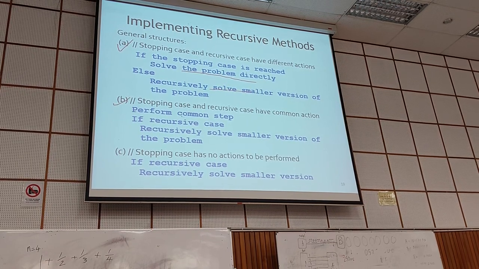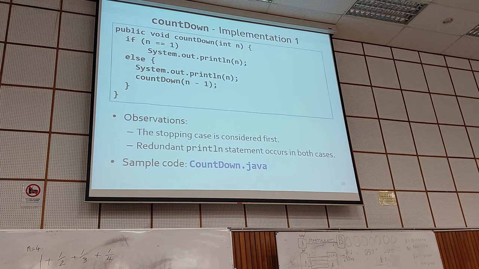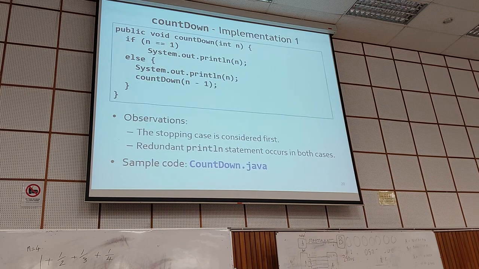Another way is to perform the common step, and if it is the recursive case, recursively solve the problem. And the last one is that the stopping case has no action to be performed, but if it is the recursive case, you recursively solve the problem. So these are some of the implementations. The first one: if the stopping case is reached, you solve the problem, else you call the recursive method. So this is the recursive call. That's the first one.